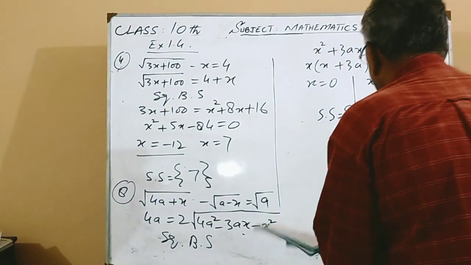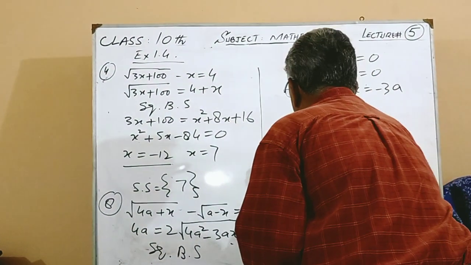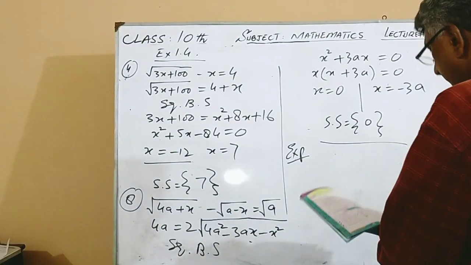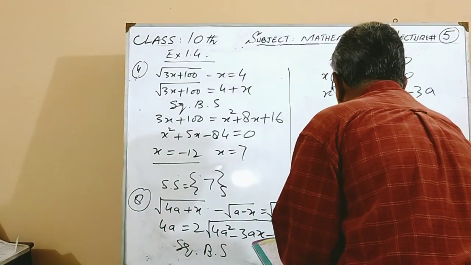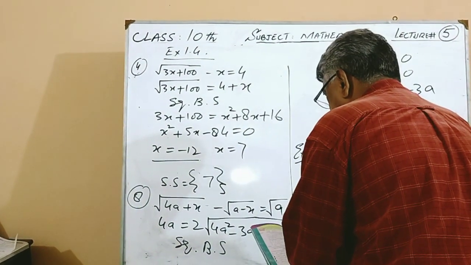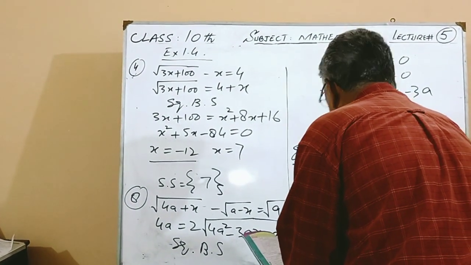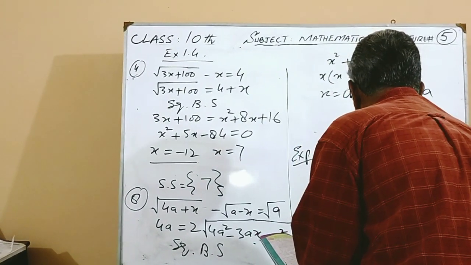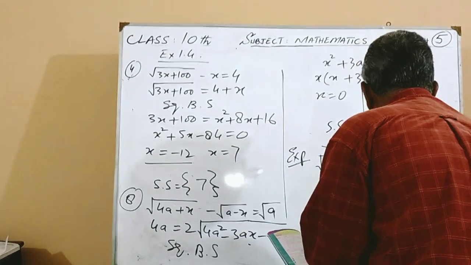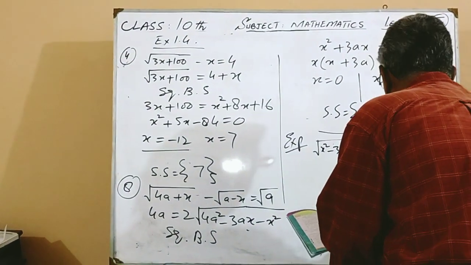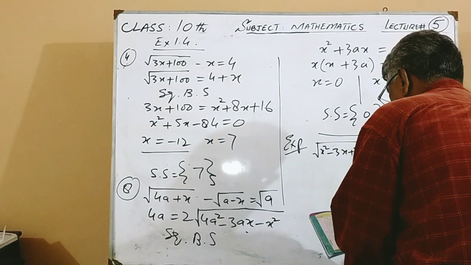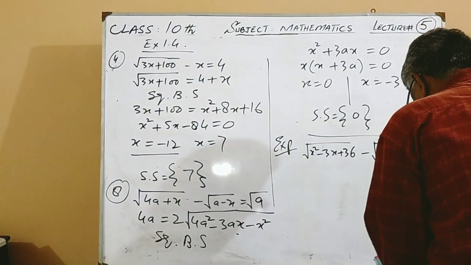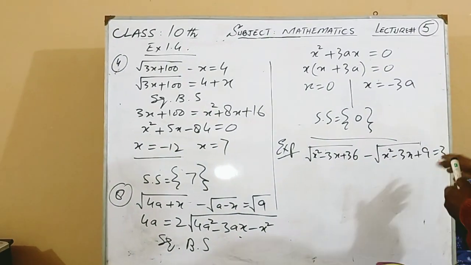And about the third type, there is another question in your book which is related with this type, and that is a solved example at page 14. I am writing here this example. This is example 3, square root of x square minus 3x plus 36 minus square root of x square minus 3x plus 9 is equal to 3. My dear students, again you have to use the same method.